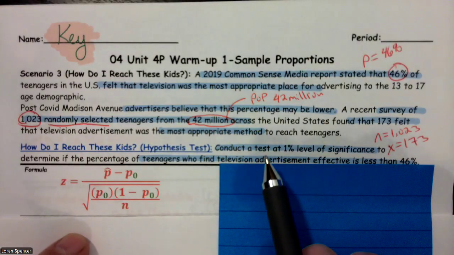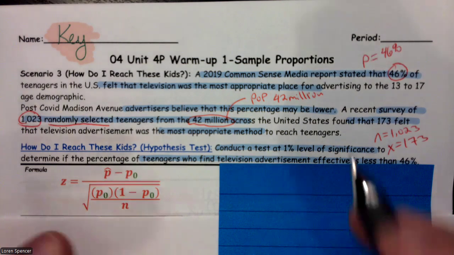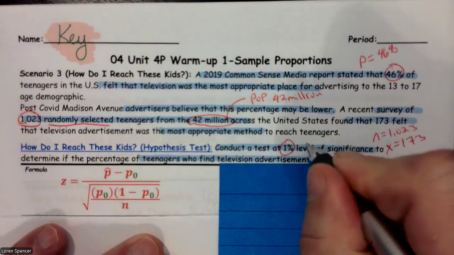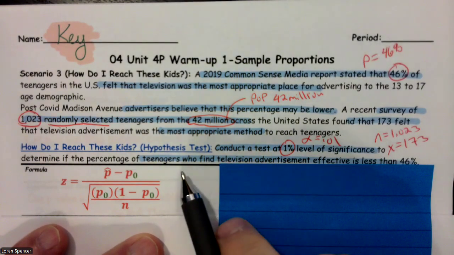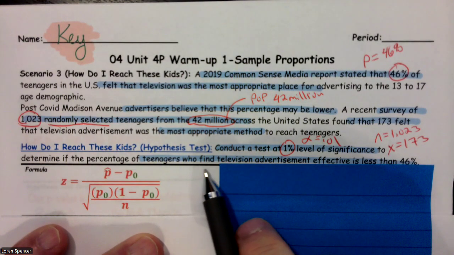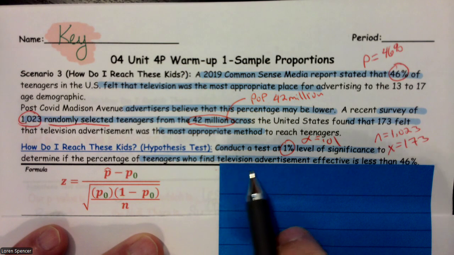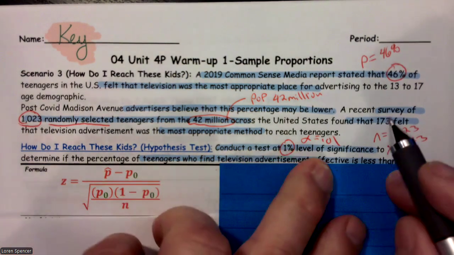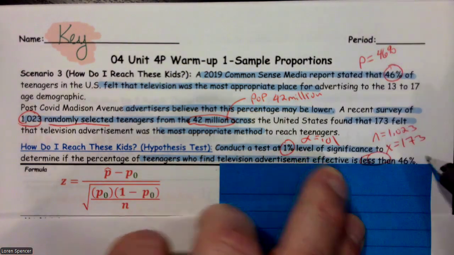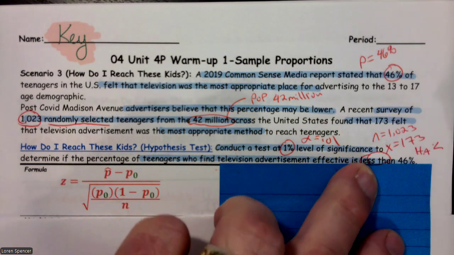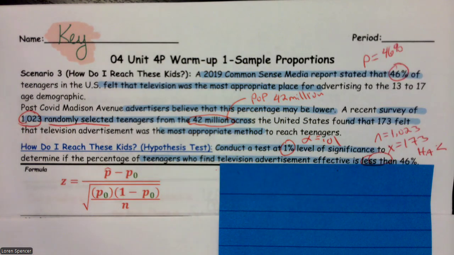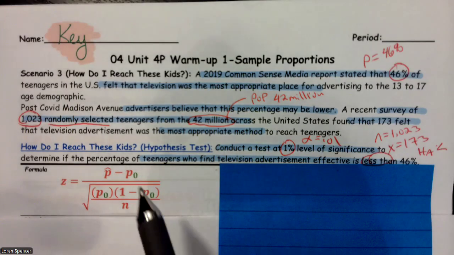So, our hypothesis test: conduct a test at the 1% level, so alpha equals 0.01, to determine whether the percentage of teenagers who find television advertisement effective is less. So we now know that our HA is going to be less than 46%. Now, I will say in this video that we are not going to do the conditions. We're going to do those in the notes in class.